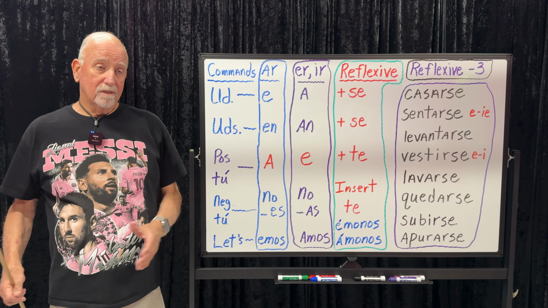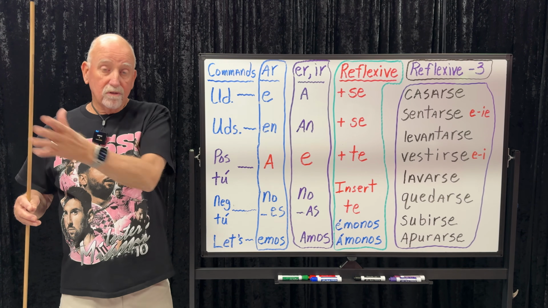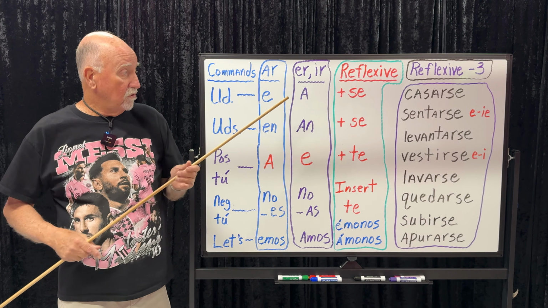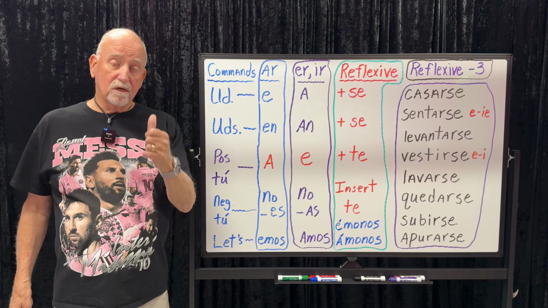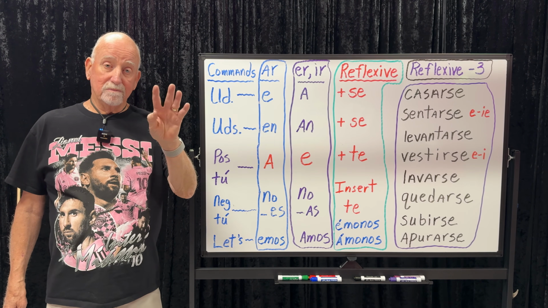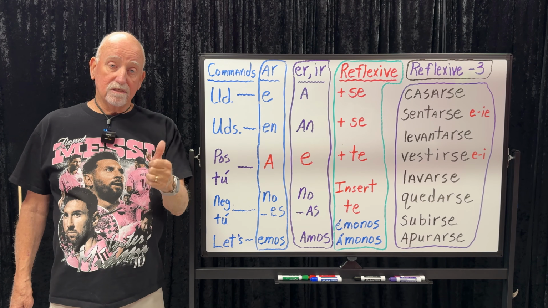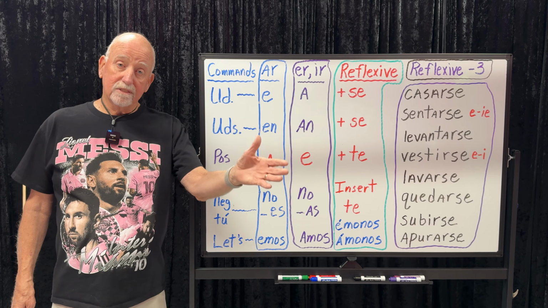Reflexive verbs are done just like all other verbs, except you have to know where to put the reflexive pronoun. Now remember, the five reflexive pronouns are me, te, se, nos, and se. Technically, there are only four. There's me, te, and se. Se is used for él, ella, usted, and it. And the plural se is used for ellos, ellas, and ustedes.